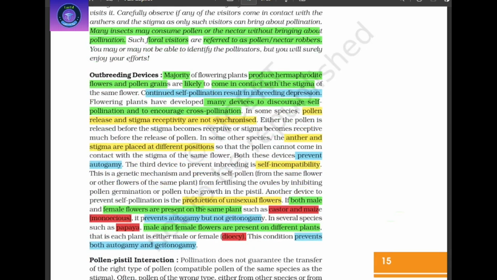What is the fourth device? Production of unisexual flowers. We have already discussed that in the majority of flowering plants, the flowers are hermaphrodite. Now this time, what will happen? They will be producing unisexual flowers.